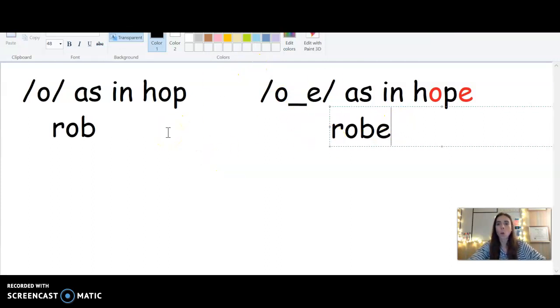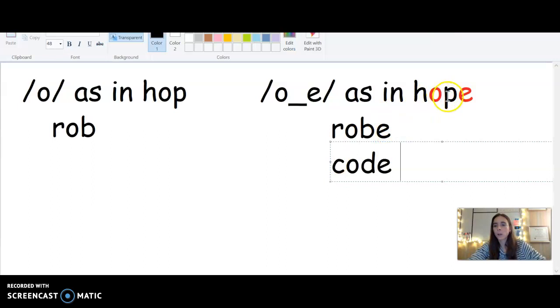Next word, code. Code. Are we going to put it over here under short o or over here under long o? Code. That's right. We're putting it over here under code. Notice that hope has the O sound. It has an O and then an E. Robe has an O and then an E. Code has an O and then an E. So there's a pattern or similarity I'm noticing here.